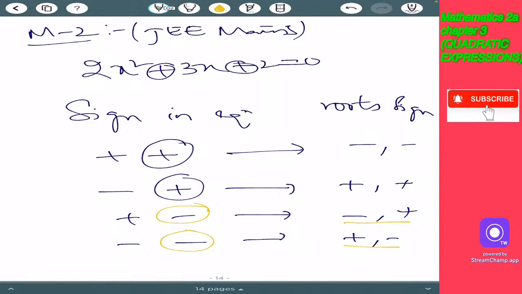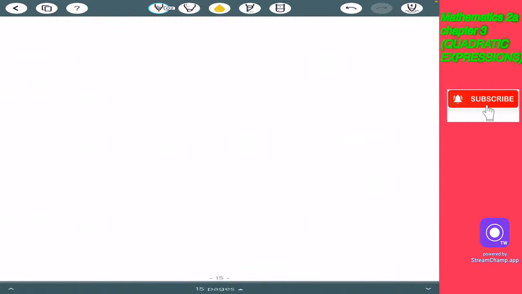Okay, dear. Let's come back. What's our equation? 2x square plus 3x plus 2 is equal to 0. Now do one thing, as same as possible, like the previous one. We need to just multiply first and last.